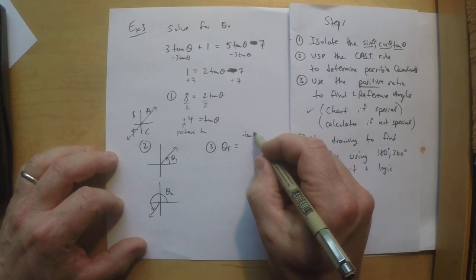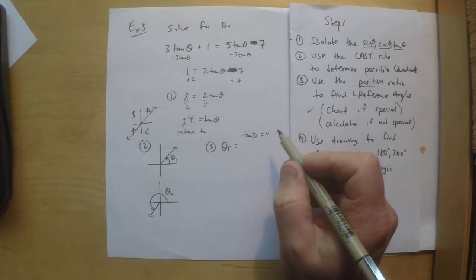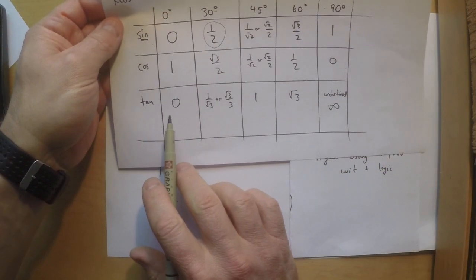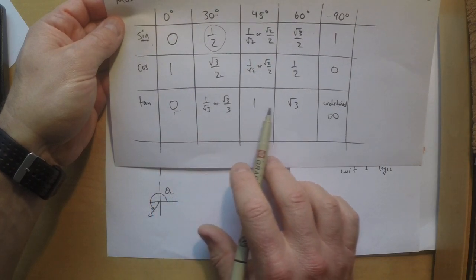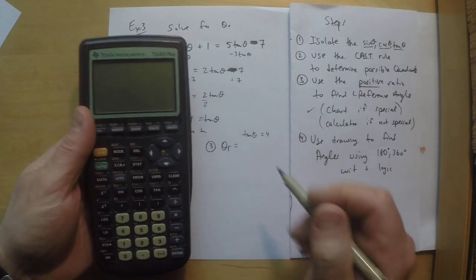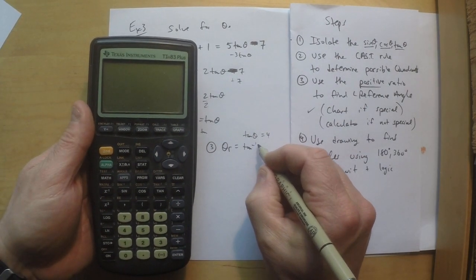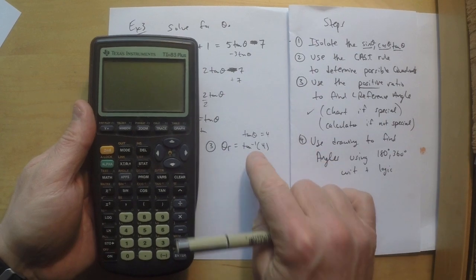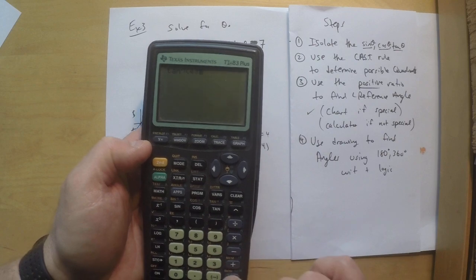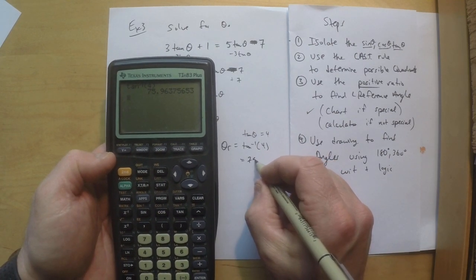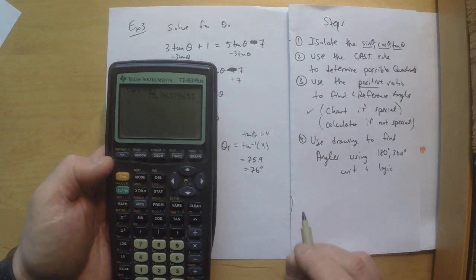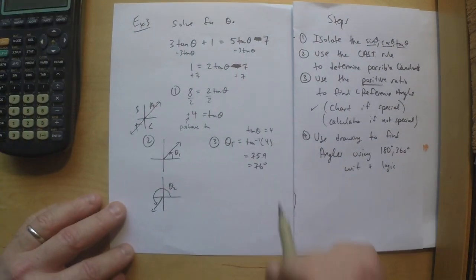And I'm looking back at the isolated form. Tan theta equals 4. Is 4 on any of the numbers for the special angles? No, there's no 4 for tan. So that means I have to use my calculator, which you might even prefer to the chart as you're learning this. I'm just going to go second tan of 4, and I get 75.9 degrees. You know what? Let's round that to 76 just for convenience. So now I have the reference angle.